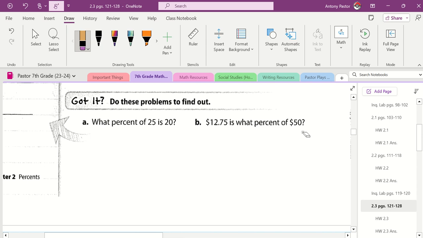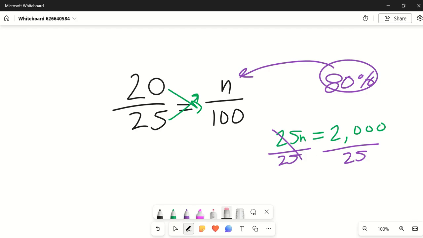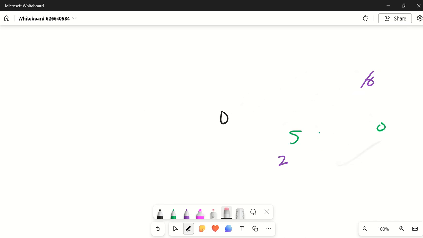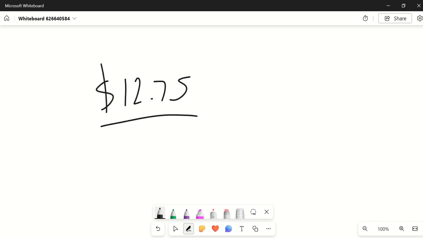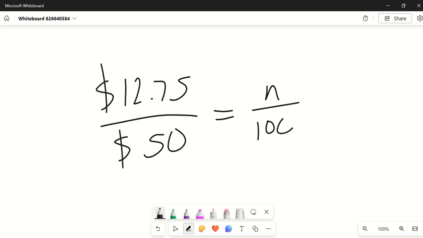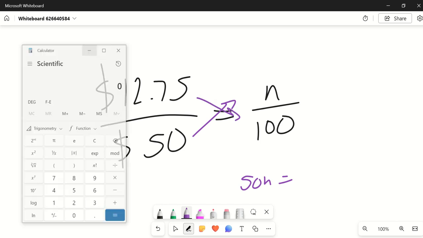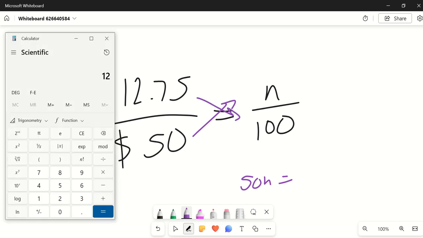$12.75 is what percent of 50? So $12.75. This is going to get a little tricky, so bear with me. We have $12.75 over $50. We're trying to figure out what the percent is of that. We're going to multiply straight across, so 50N will equal, multiply this. Now I'm going to use my calculator because I don't feel very confident multiplying this in my head.